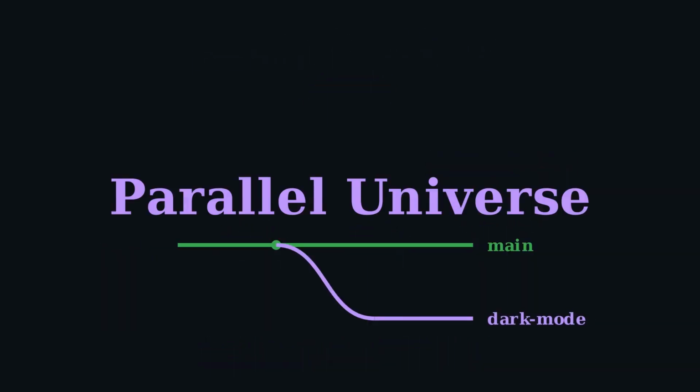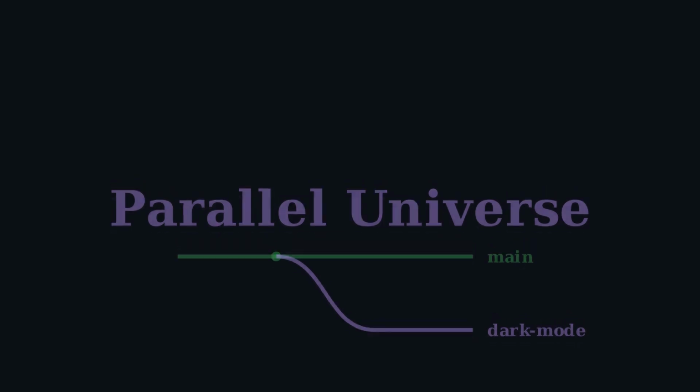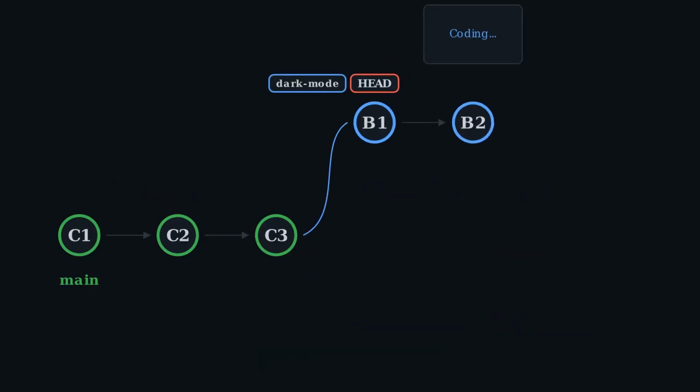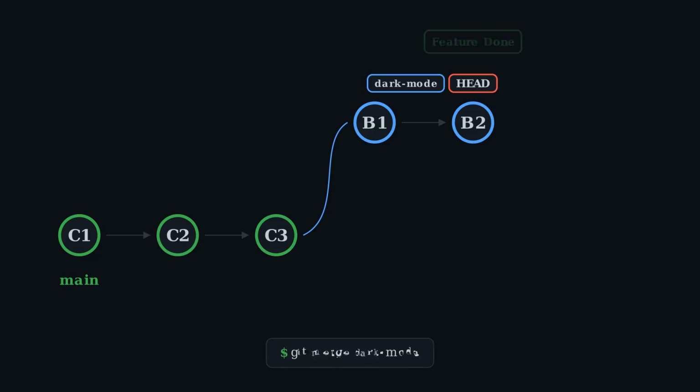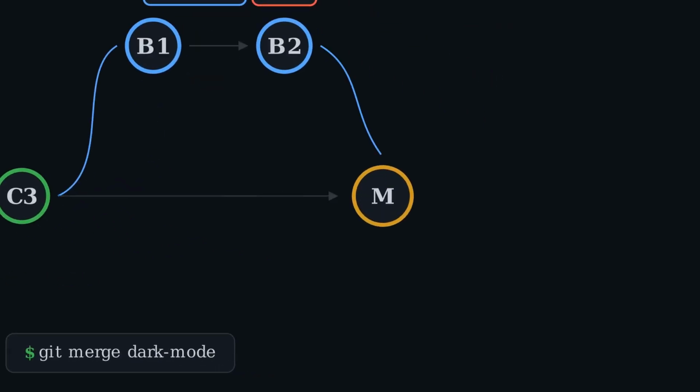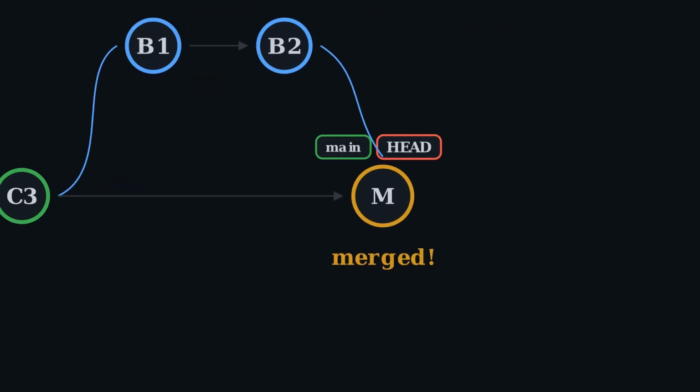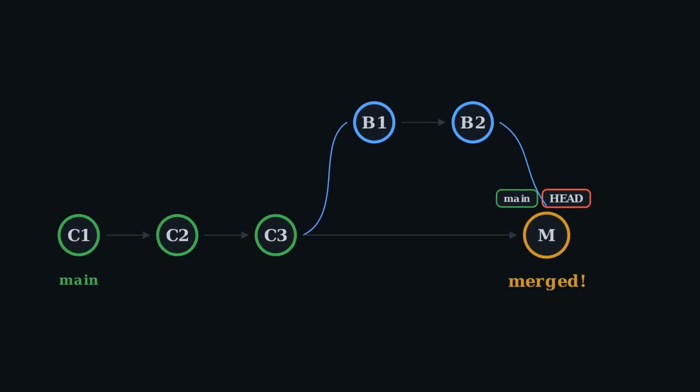Instead, you create a new branch. Now you're in a parallel universe. You can write code, break things, experiment, and main stays completely untouched. It doesn't even know you exist. Once your feature is done and working, you merge it back into main, and boom, your dark mode code is now part of the main project.